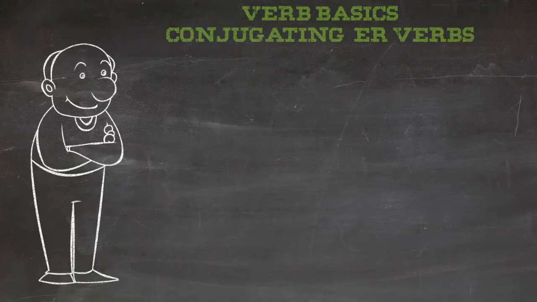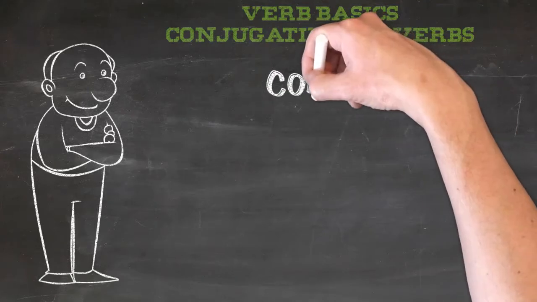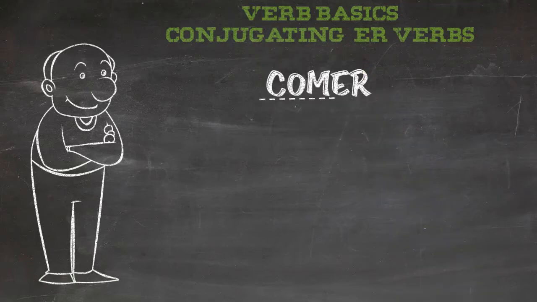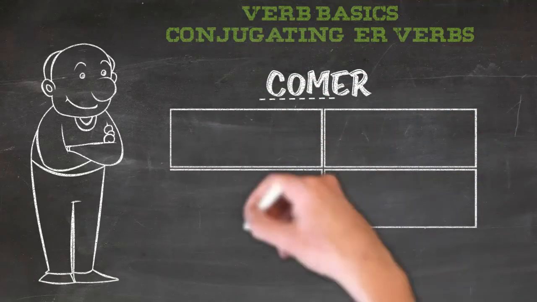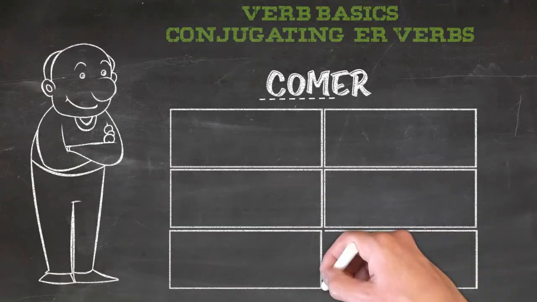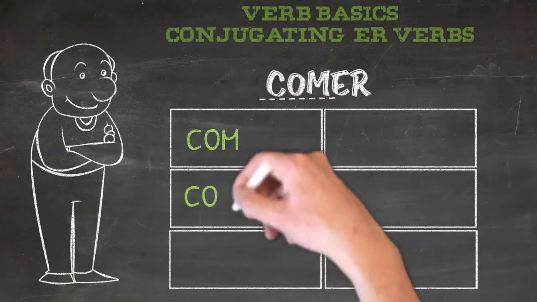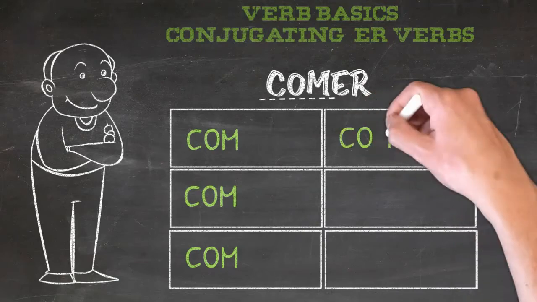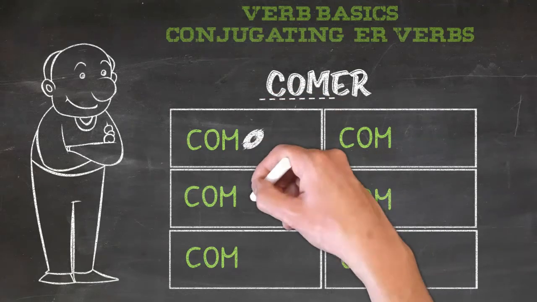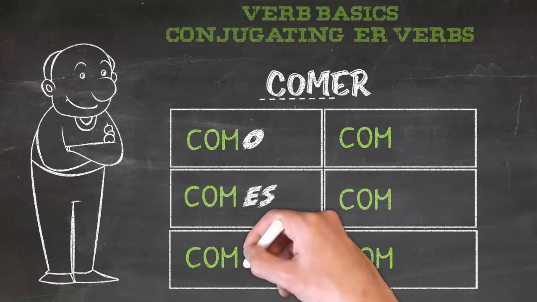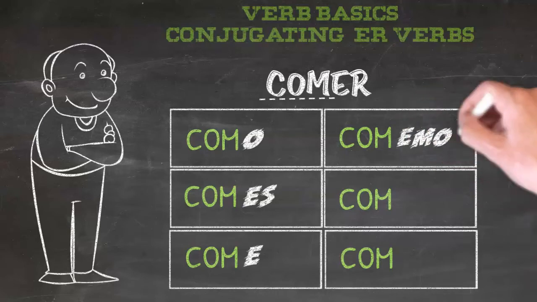Switching gears and doing an ER verb. We'll take comer, underline the stem. Once we know the stem is made up of C-O-M, we'll copy that first. And of course finish up with the ER verb endings.